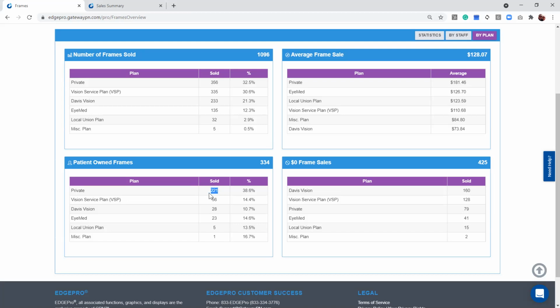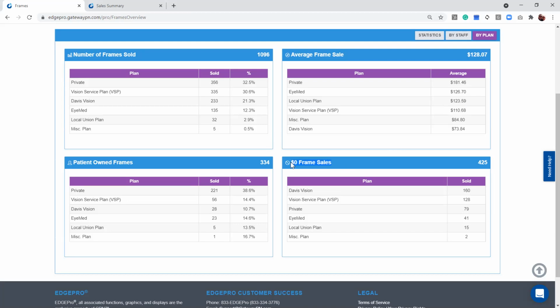But let's say we had 20 less private pay patients use their own frame. If on average they're spending $181, and I do the math, that's $3,600 in revenue just by reducing our private pay patients' own frames by 20. We have 56 VSP patients that use their own frame. If we could reduce this by 10, you can see on average they're paying $110. So there's $1,100 in revenue. So you can see by making small changes can make a big difference in your revenue.